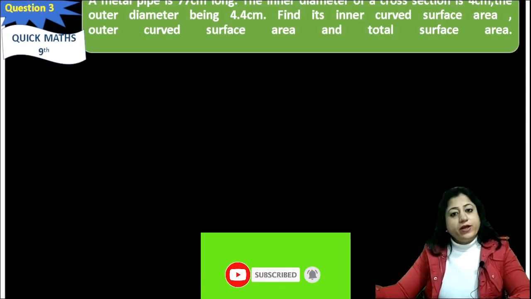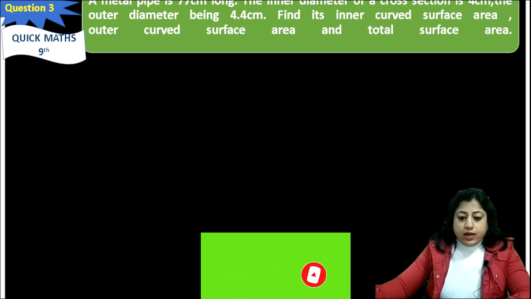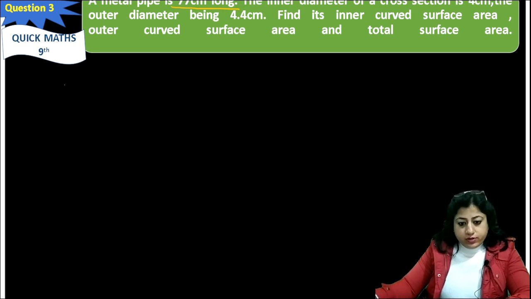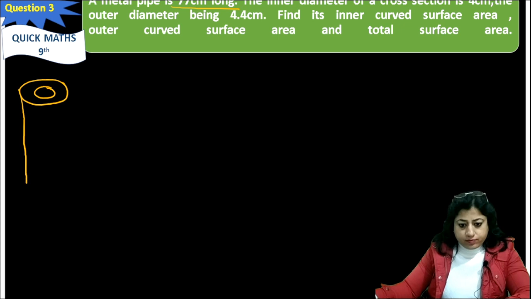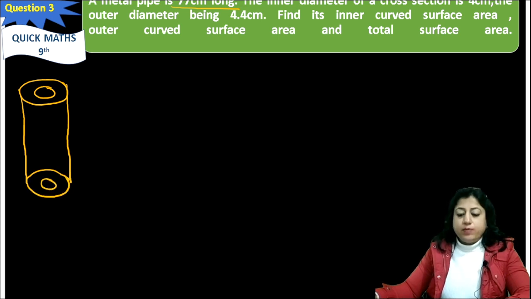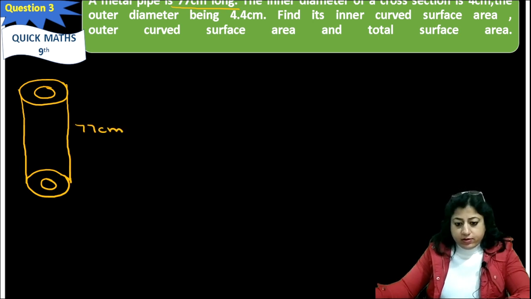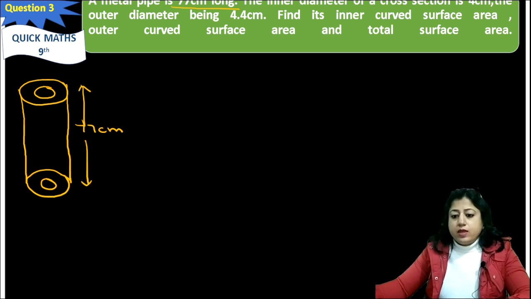Question number 3 of exercise 13.2. A metal pipe is 77 centimeter long. Suppose this is a metal pipe. It is 77 centimeter long. The height is 77 centimeter. Inner diameter of the cross section is 4 centimeter.